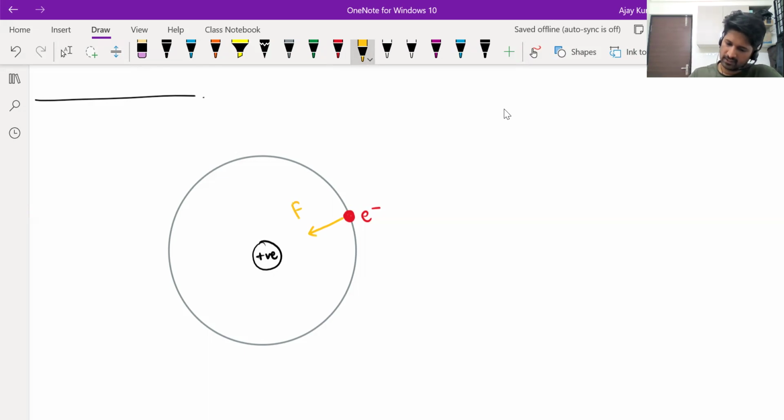And that force acting on the electron, that electrostatic force, is automatically directed towards the center. So the electrostatic force, I should actually call it electromagnetic force, let it be. The electrostatic force between the nucleus and the electron itself is the centripetal force here.